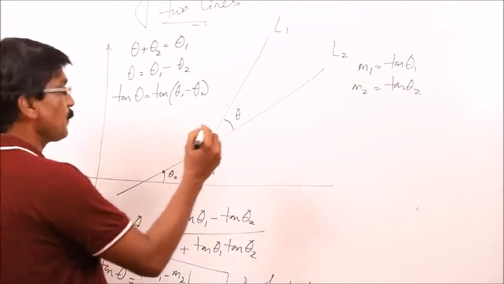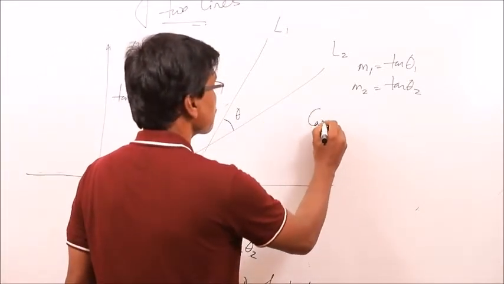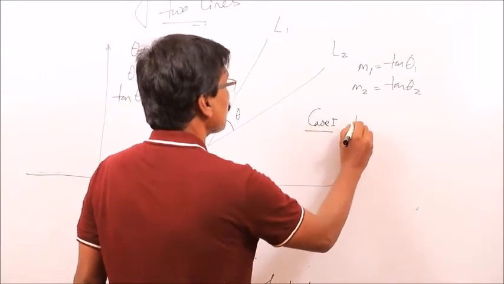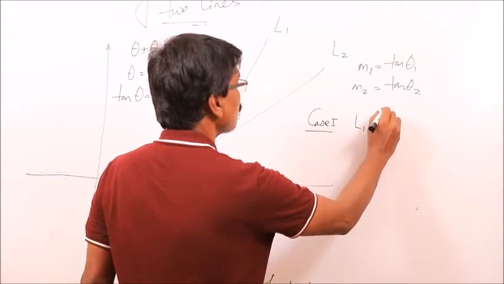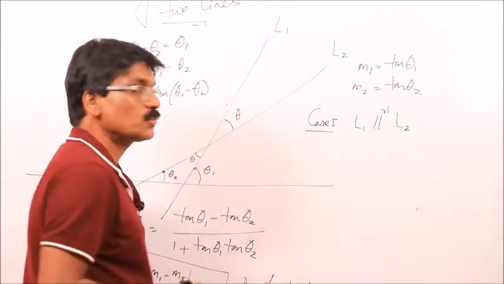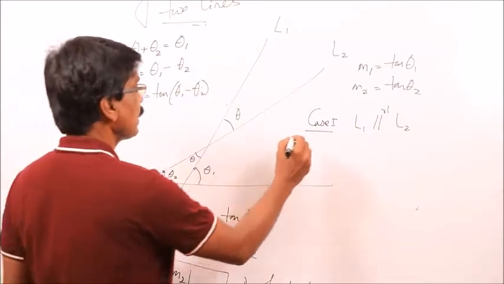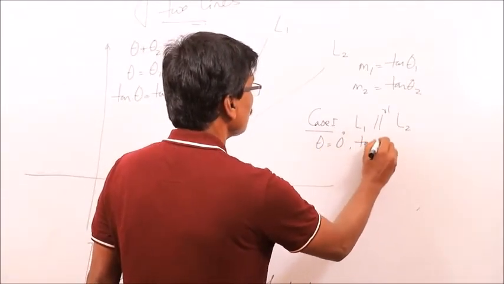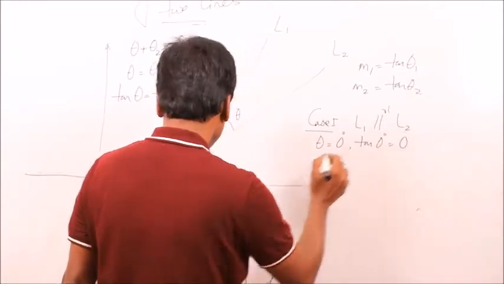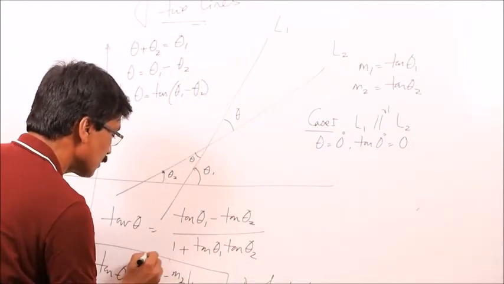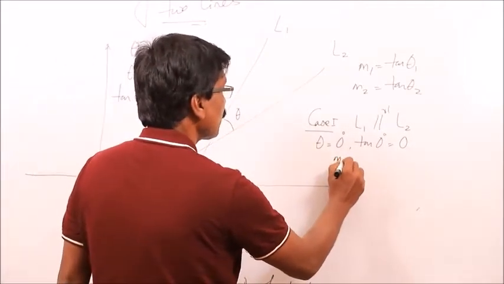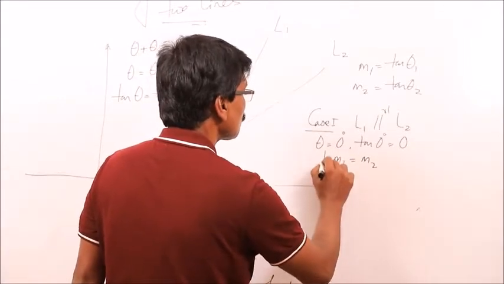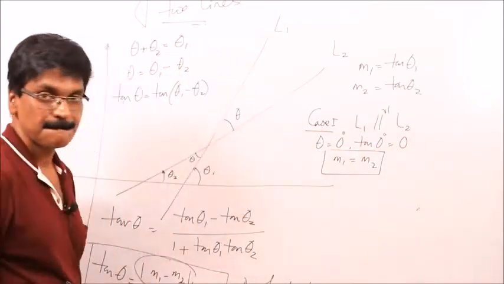Next we have two cases, that is L1 is parallel to L2. Suppose two lines are parallel, then theta is equal to 0 degree and tan 0 is equal to 0. So, that means numerator part is equal to 0. So, that is m1 is equal to m2. So, two lines are parallel.